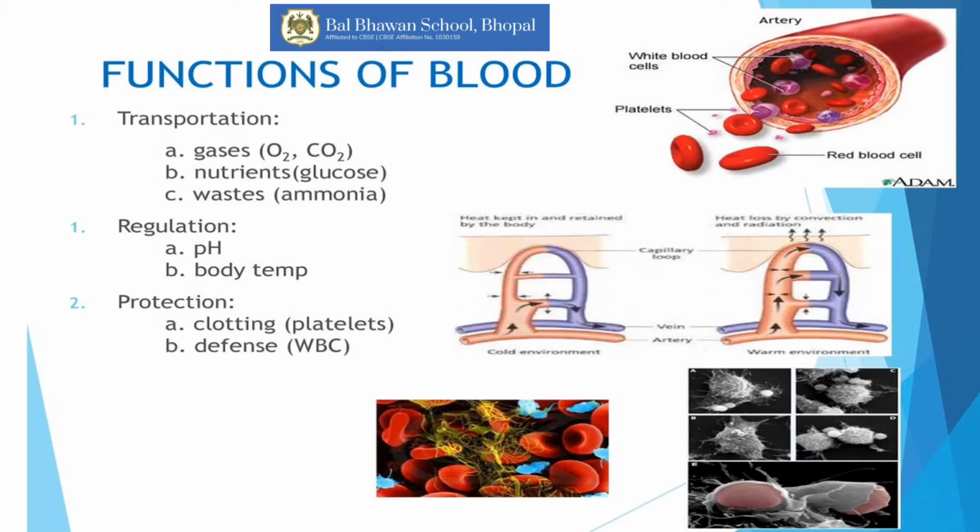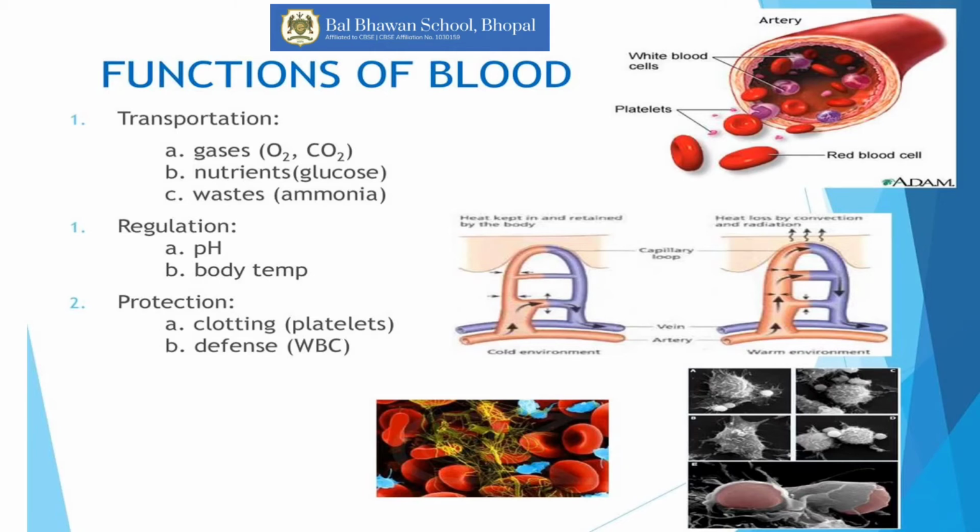Now, nutrients, that is basically the glucose, which is transported to each and every part of the body with the help of the blood. And then the waste such as ammonia, which also needs to be removed from the body. This gets dissolved in blood and then it is transported out.